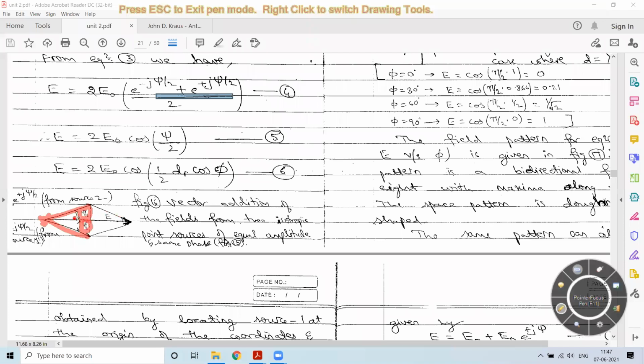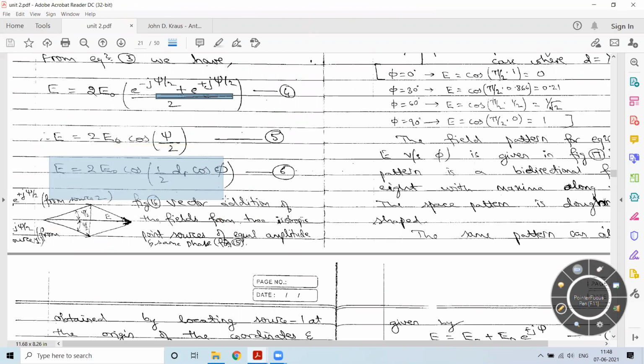Now, to estimate the overall field, I do the vector addition of these two. This line is the total electric field due to source 1 and source 2 when I consider the reference at the origin, as we saw above. So this E is nothing but this value. This is the field due to the two isotropic point sources separated by a distance d, with the same amplitude and same phase.